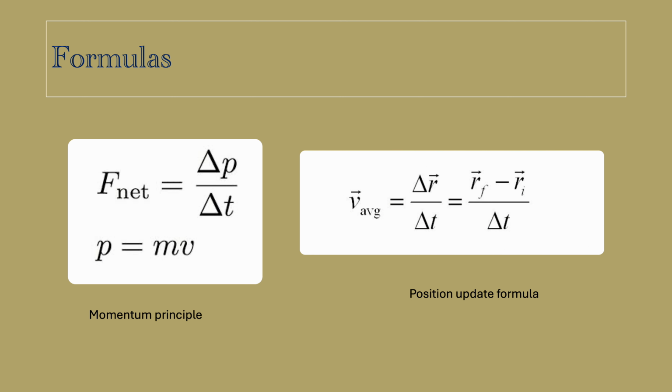So here we see the formulas, very important formulas: momentum principle, position update formula. So here the momentum principle, net force is equal to the change in momentum over change in time, and momentum is equal to mass times velocity, and this is a vector. And the position update formula shows us that the average velocity vector is equal to the change in the displacement vector over the change in time. So, like the vector displacement, final displacement minus initial displacement over change in time.